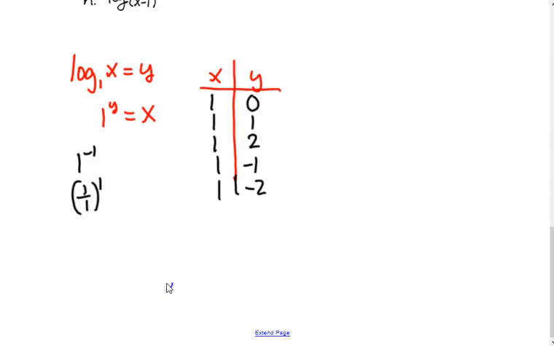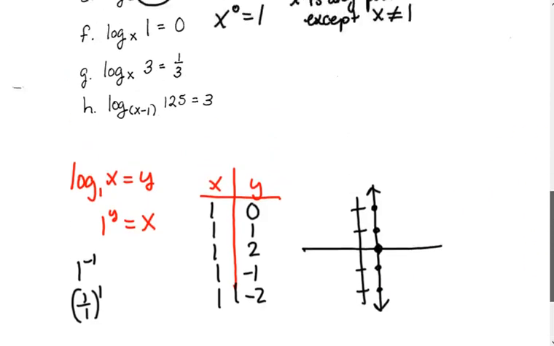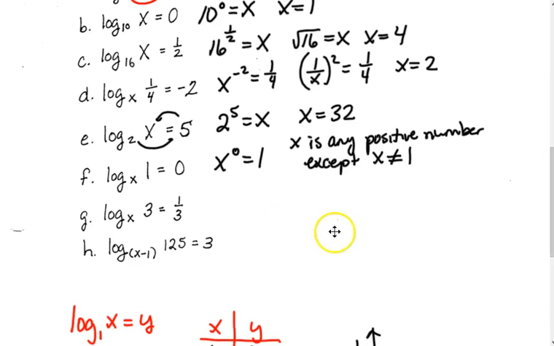If I plotted these points on a graph, I'm saying when x is 1, y is 0. There's 1, 0. Here's 1, 1. Here's 1, 2. Here's 1, negative 1. Here's 1, negative 2. I get a vertical line. Not only is a vertical line not a log graph, you can tell it's not the shape of a log graph at all. It's not even a function. So it is impossible for the base to be 1. We can't have a negative base. We can't have a base of 1, but any other positive number would work for the base.